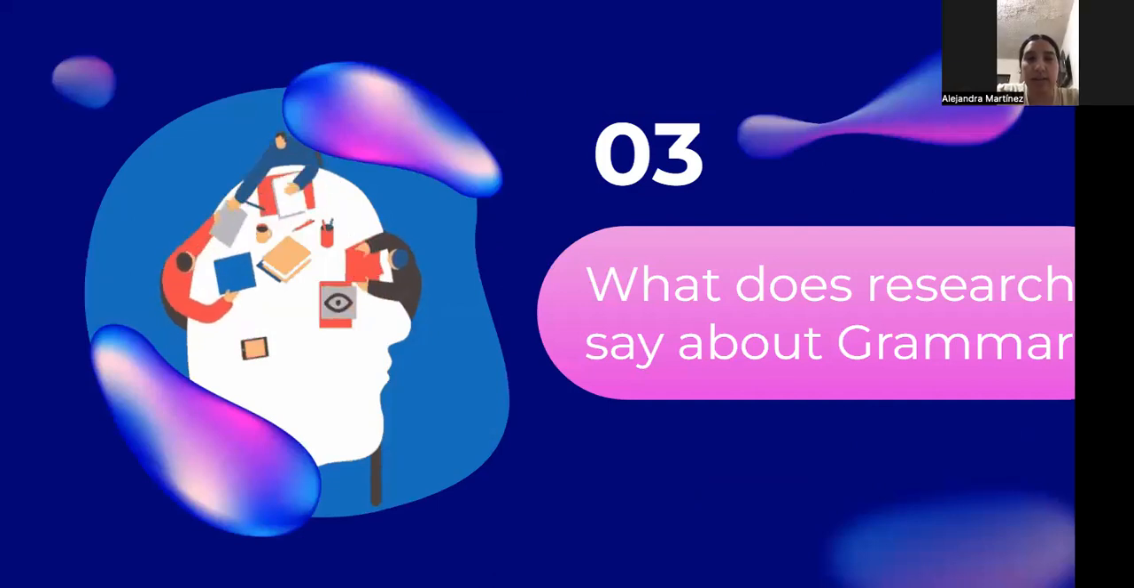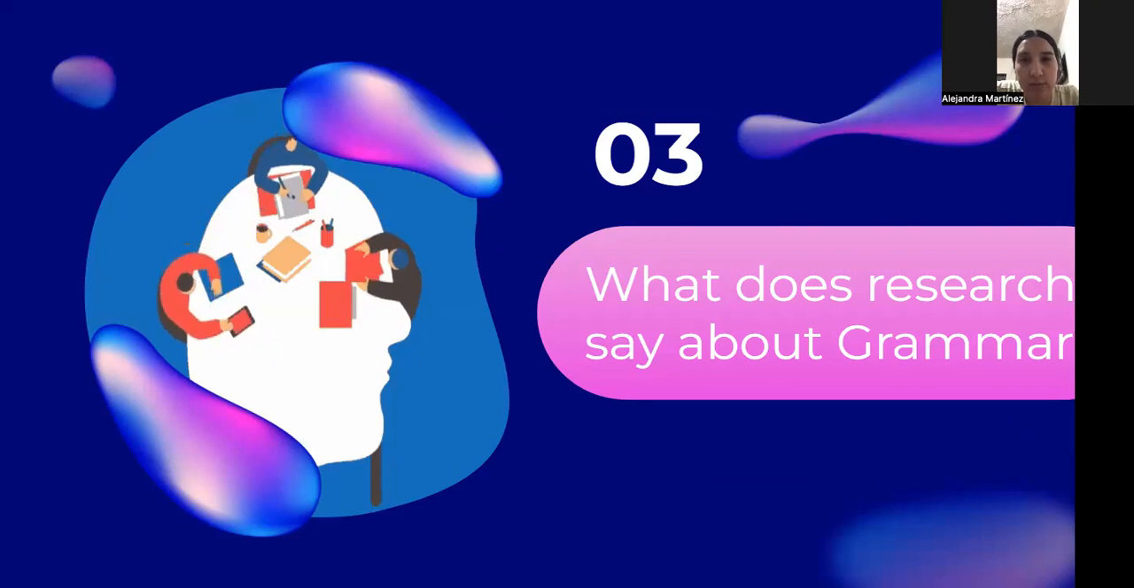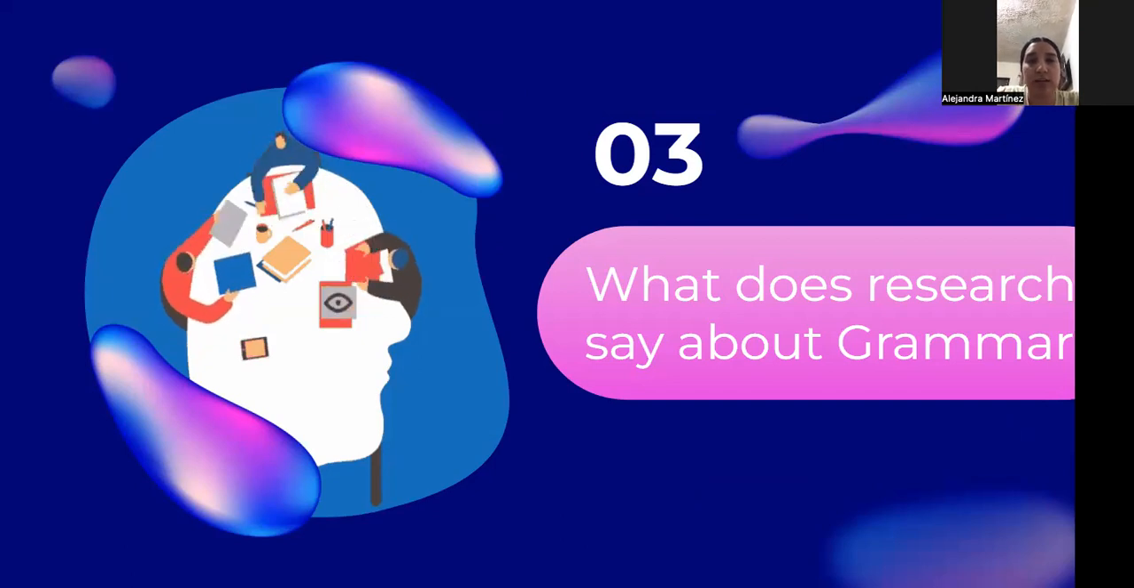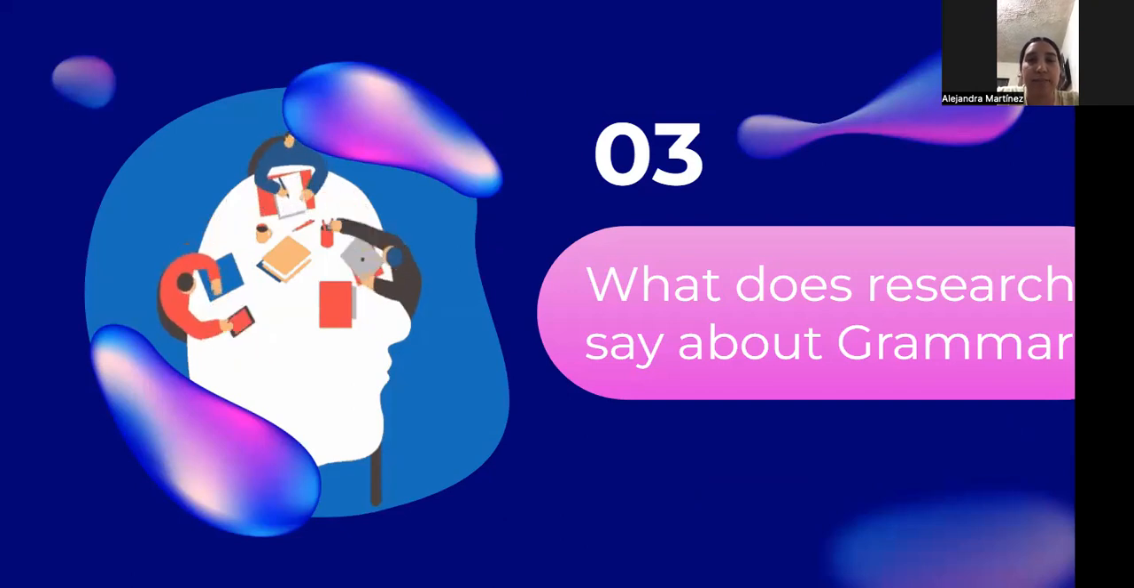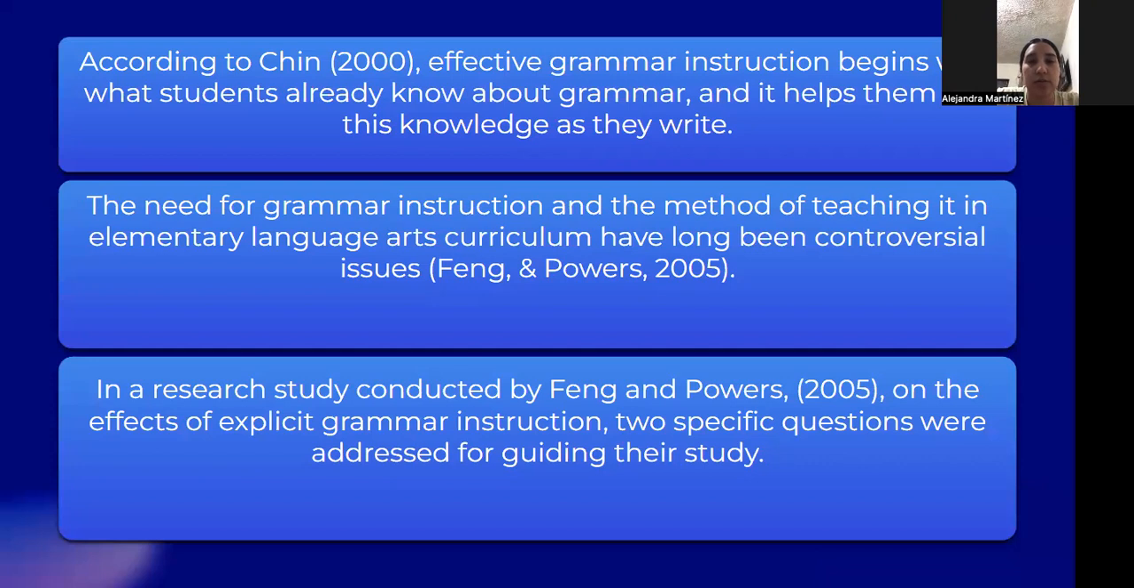So, hi, I'm Alejandra, and I'm going to talk about what research says about grammar. Grammar structure has an important role to play in helping students to speak and write more effectively. Its primary goal is to enable students to carry out their communication purposes, whether verbally or in writing. According to Chin, effective grammar instruction begins with what students already know about grammar, and it helps them use this knowledge as they write.